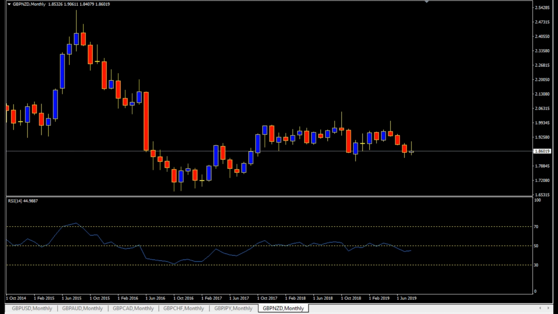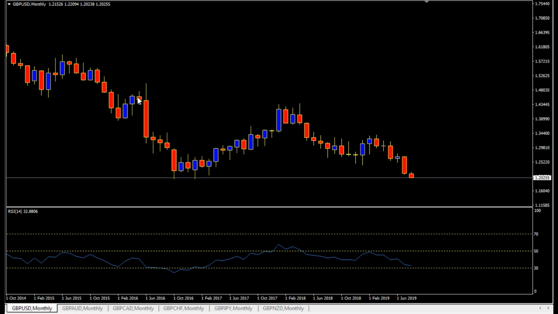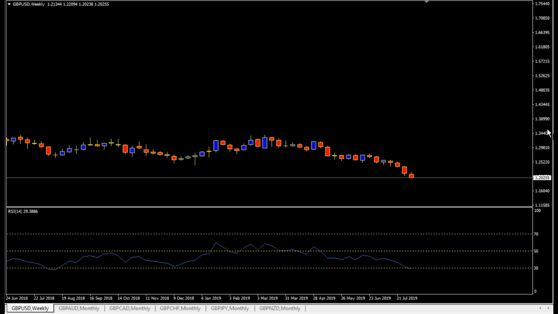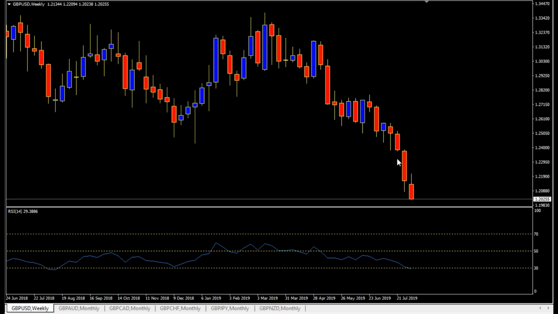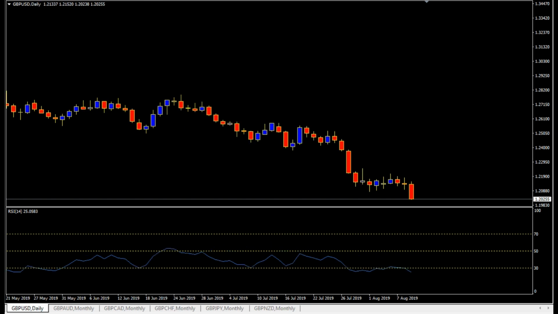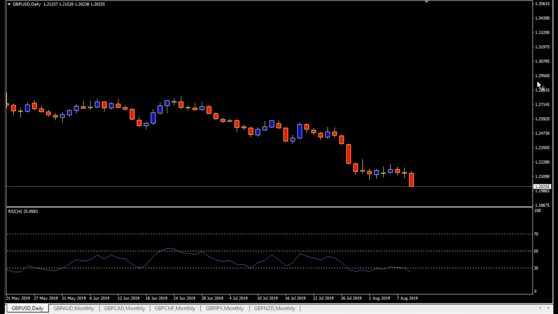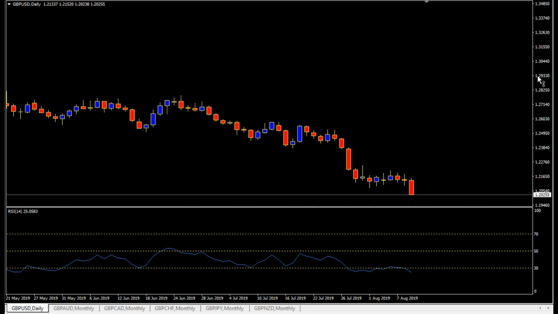So now we go back to monthly, and we're going to change the time frame to weekly. In the weekly also you see the market is coming down, the RSI is down. Let's go to the daily. In the daily also the market is still going down. So most probably when the market opens it will start going back down. How far can it go down?